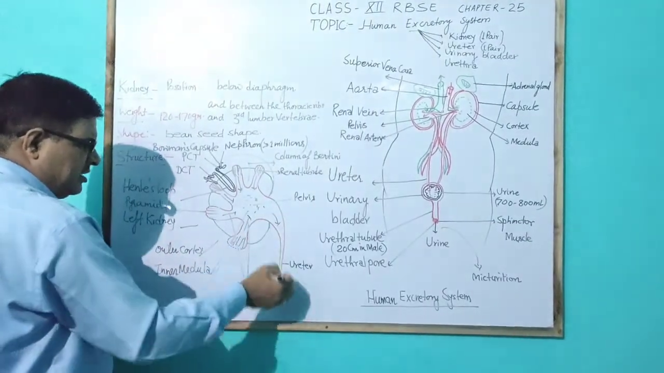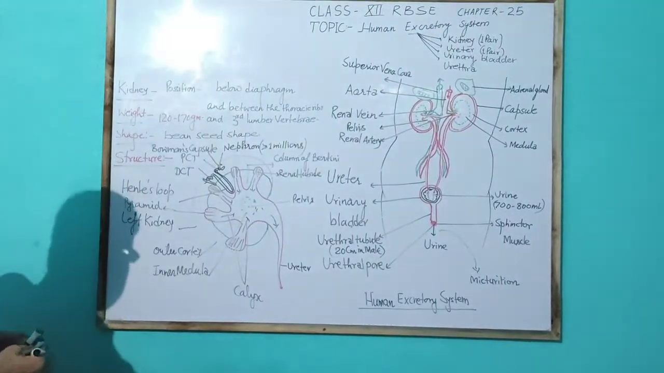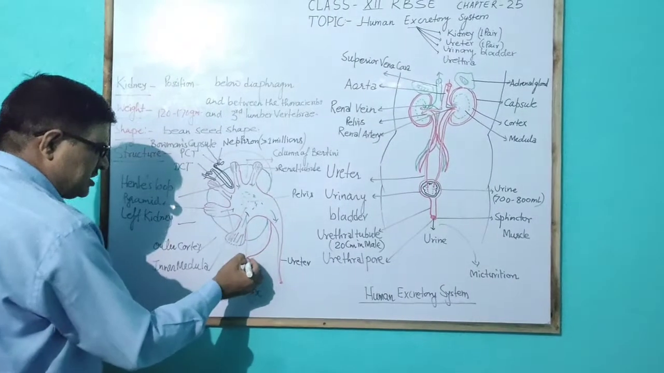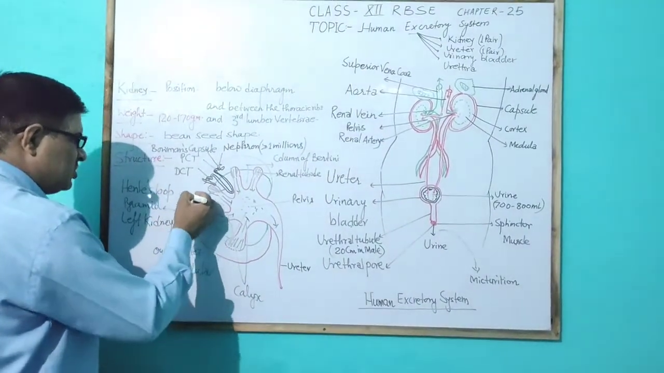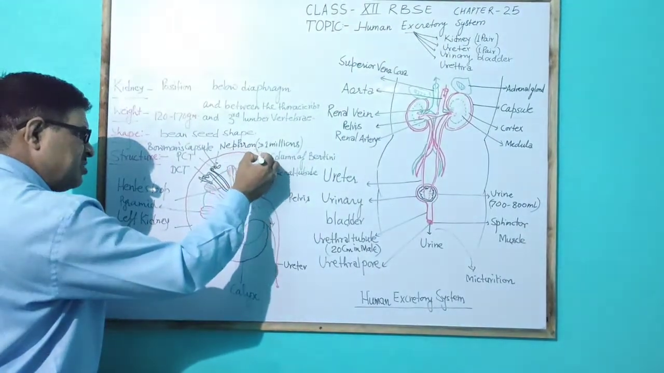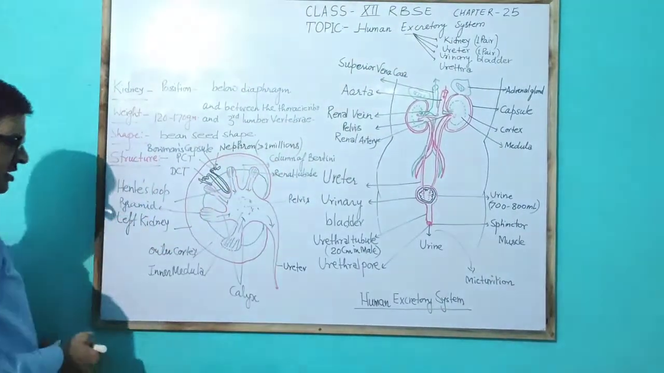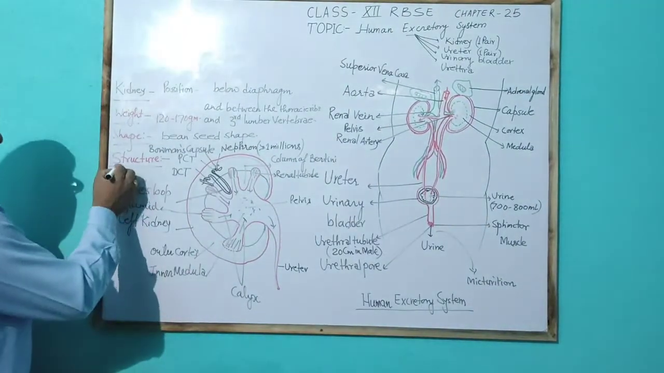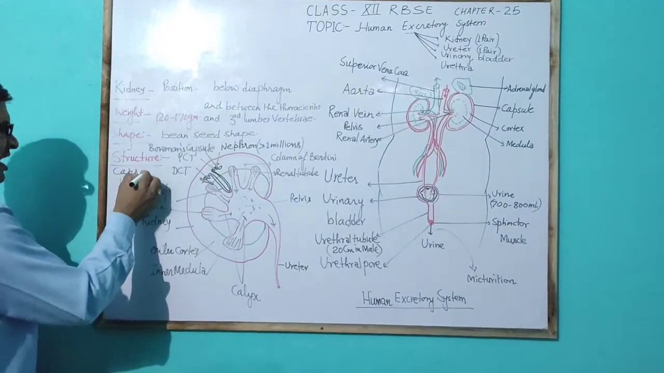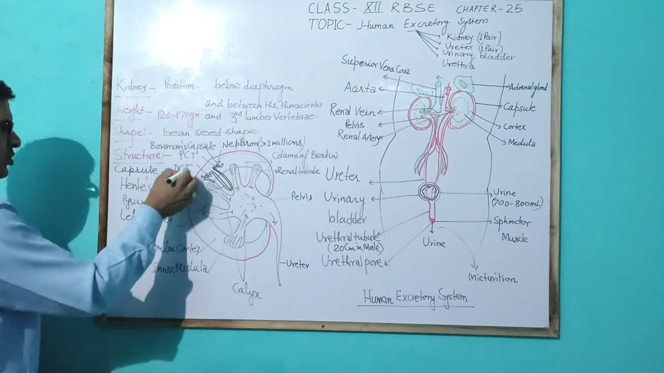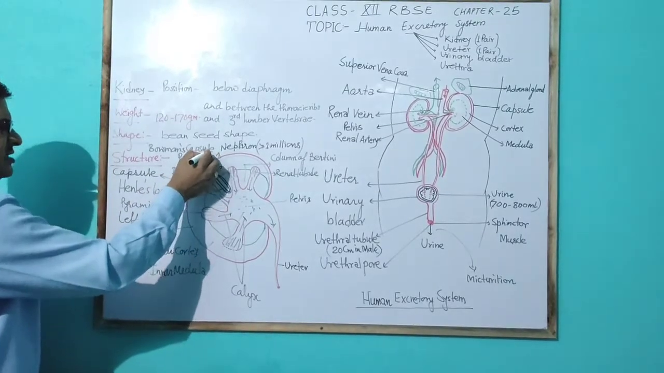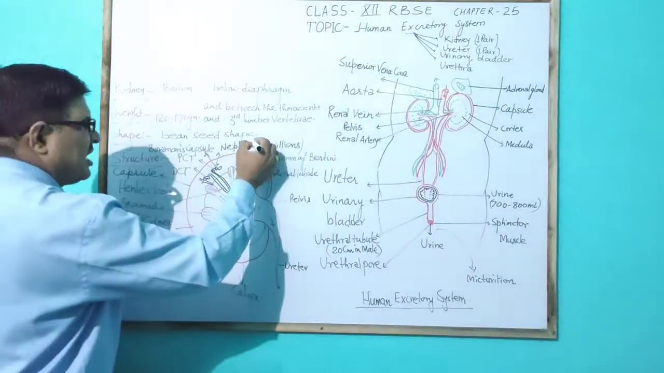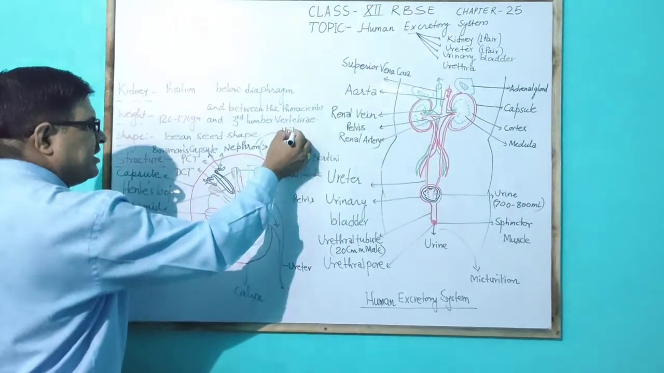Pelvis opens into the ureter, and each kidney is surrounded by a membrane which is generally adipose in nature. This membrane is called the capsule. So this is the single structure of the kidney, which is surrounded by the membrane called the capsule, and the kidney has a unit structure which is called the nephron. Nephron is the unit of the kidney.